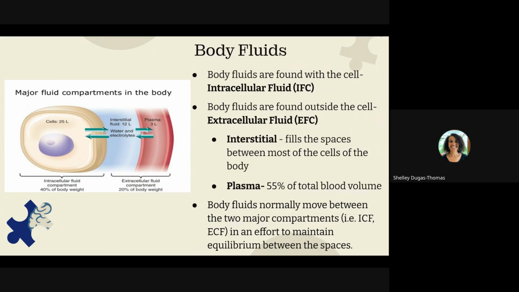Extracellular fluid, or ECF, is about 20% of the body weight, and it is further broken down into interstitial fluid, which is the bath water surrounding our cells, and plasma, the liquid portion of our blood. The body is constantly shifting water and electrolytes between these spaces to maintain dynamic equilibrium, which is also called homeostasis.